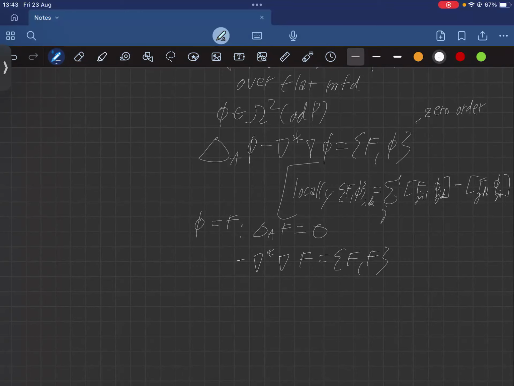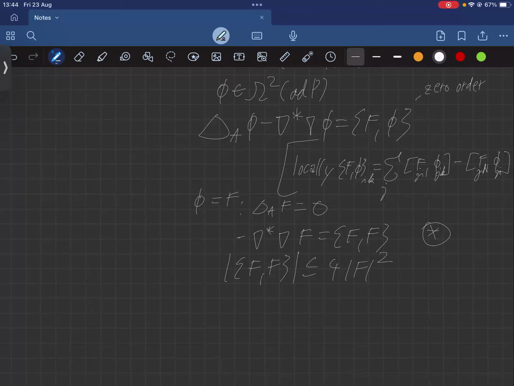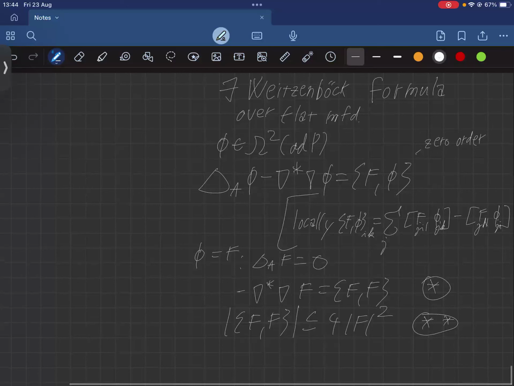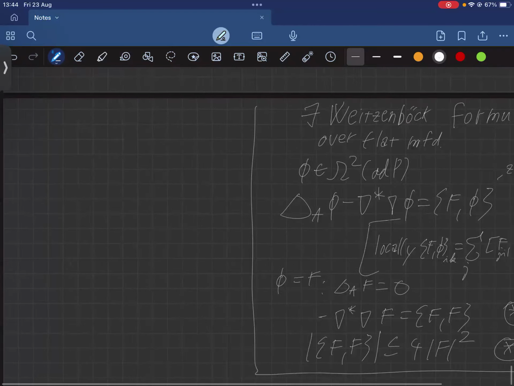And also, maybe I'm going to denote this star. And also there's a straightforward estimate you can do, which I'm not going to do as well: if you look at the norm of this curly bracket, it is at most 4 times the square norm of the curvature. So I guess I'm going to use double star. I'm going to use this as well. All right. So this was the Weitzenböck formula.